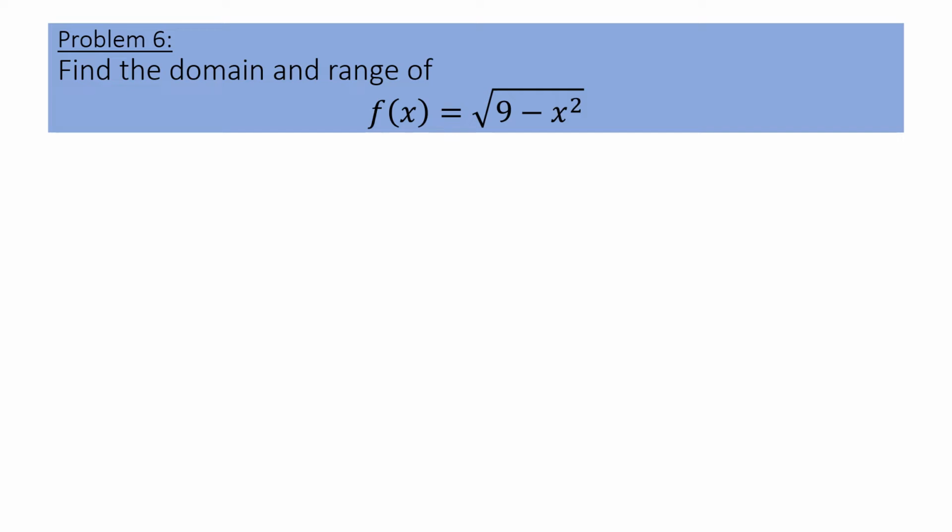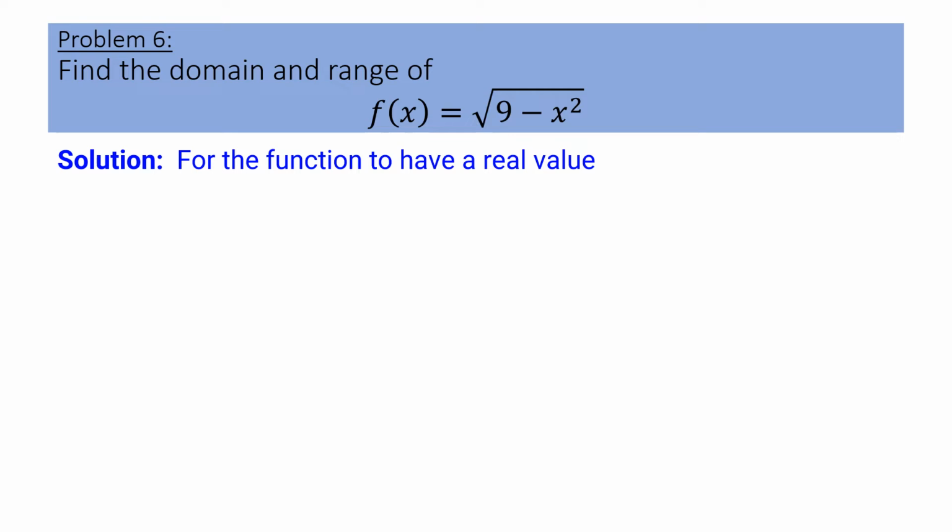In this problem, we are given a function f(x) is equal to square root of 9 minus x square. We are required to find the domain and range of this function. For this function to have a real value, the expression inside the square root shall have positive value. Therefore, 9 minus x square shall be greater than or equal to 0.